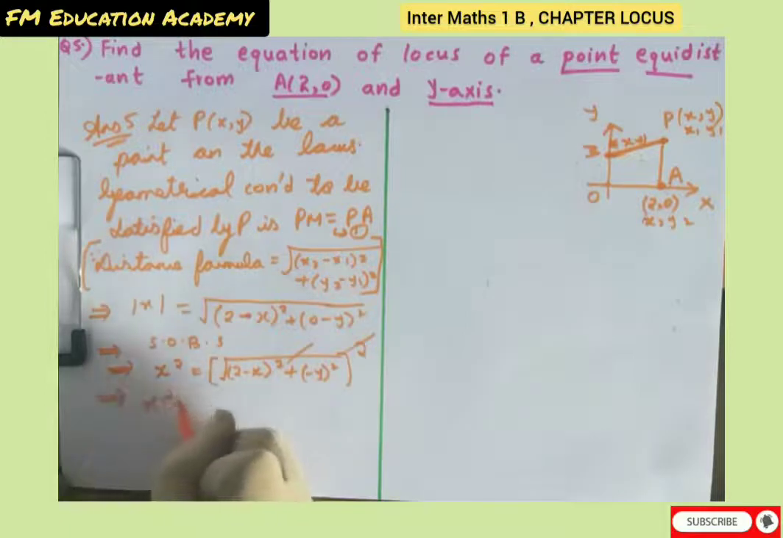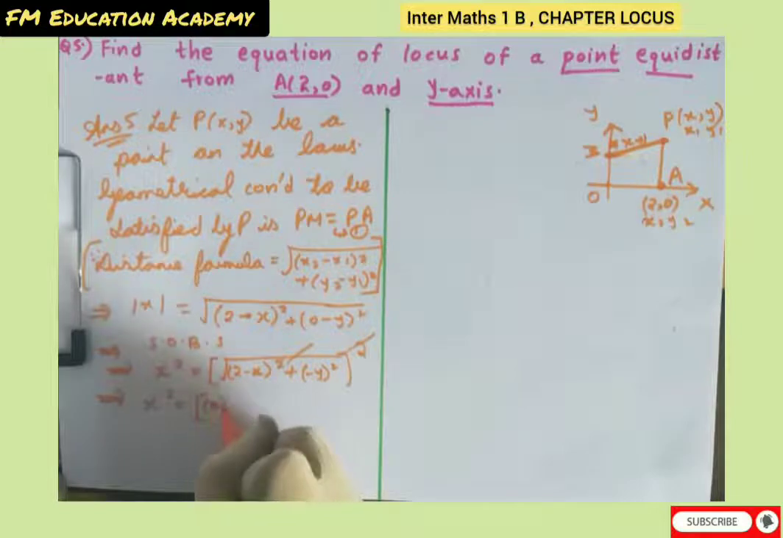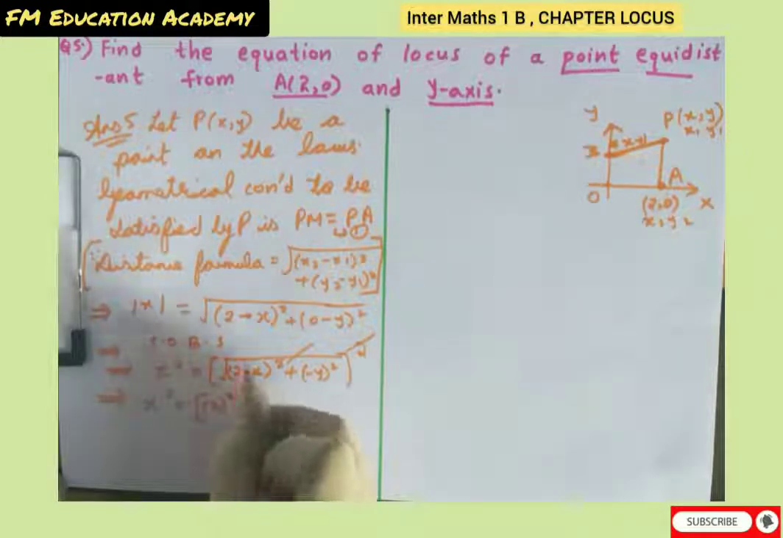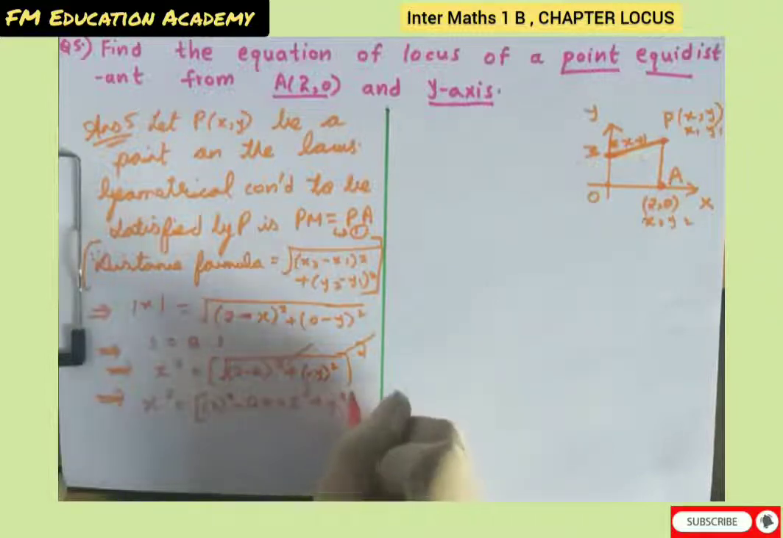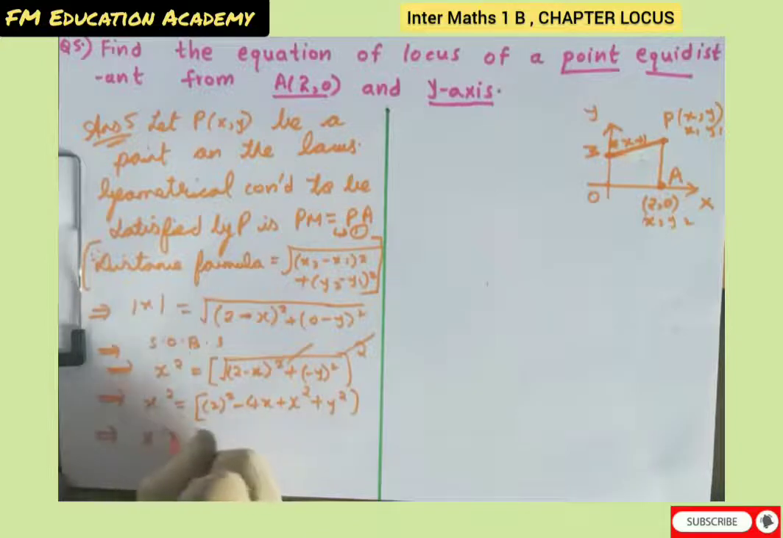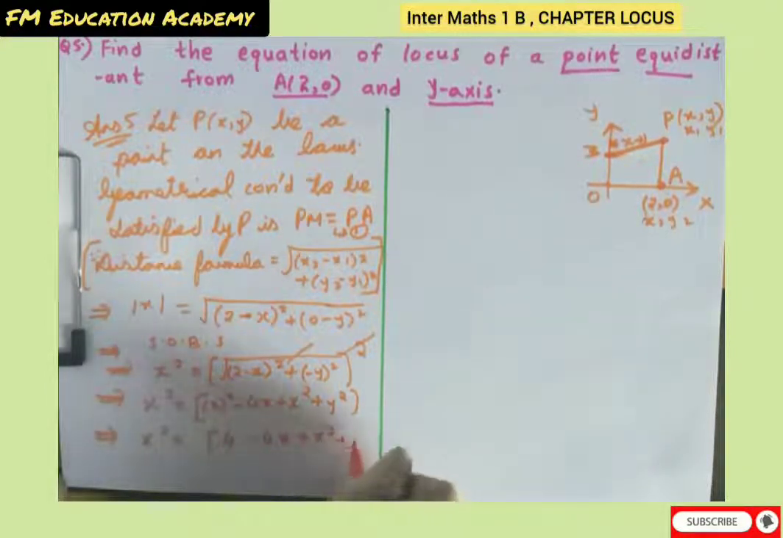So x square is equal to, this is of the form (a minus b) whole square. What is (a minus b) whole square? a square minus 2ab plus b square. Here a is 2, b is x. So 2 times 2 is 4, 4 into x is 4x, plus b is x, meaning x square, plus y square. So here we are left with x square is equal to 4 minus 4x plus x square plus y square.